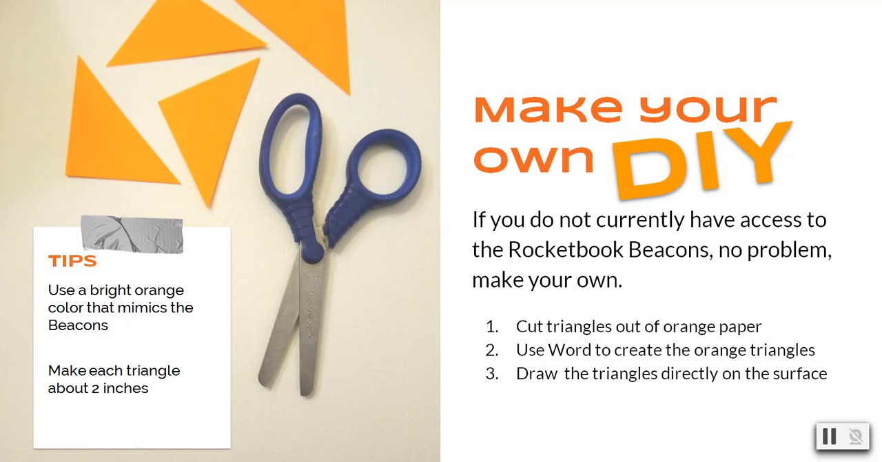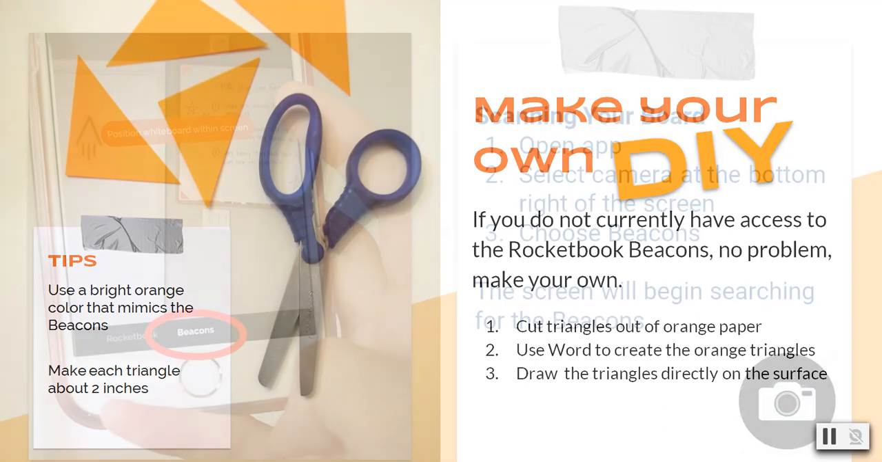The important thing to do is make sure that you're using a bright orange color that most closely mimics the actual beacons, and that the triangles are about 2 inches in size. That's going to give you your best results. But you can absolutely make these at home. You don't have to purchase those beacons from Rocketbook to utilize this app, which I think is wonderful.